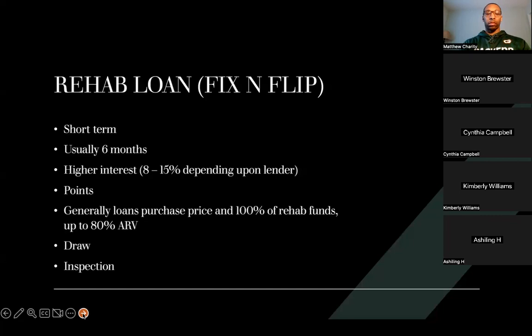All of the institutional ones have draws. So you don't just get all the rehab money up front. You have to call for an inspection. And some of those lenders don't come out to inspect. They just have you send pictures. One that I've used literally just has you snap pictures. Another one that I use a lot has an app that they email you.